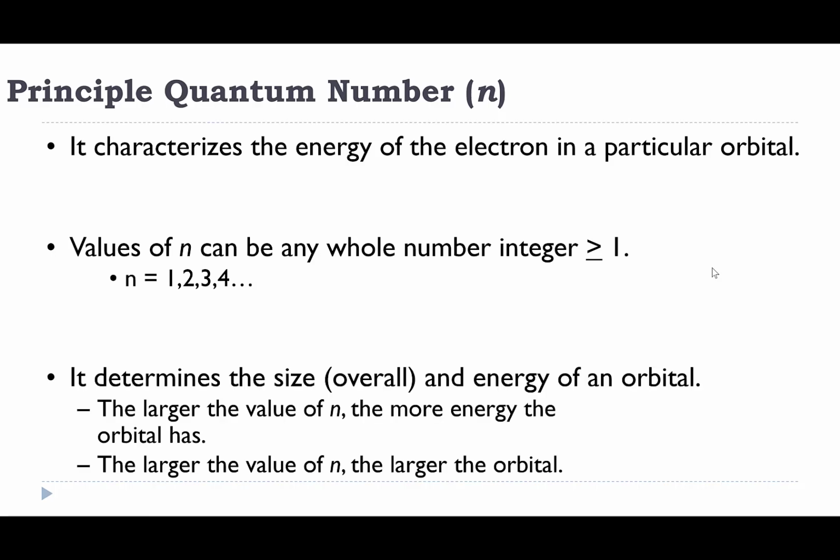So n determines the overall size and energy of the orbital. The larger the value for n, the bigger the orbital is and the higher in energy it is. The smaller the number, the lower in energy. So level number 1 is the smallest, and level number 7, for us in chemistry, is the biggest.